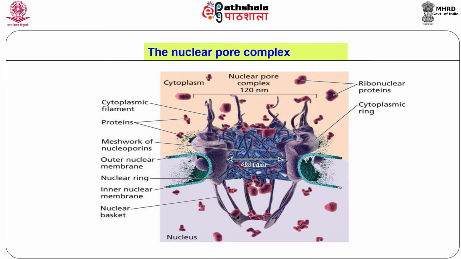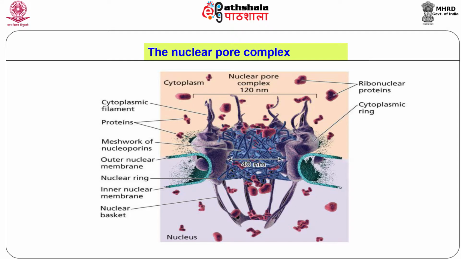It can be seen as violet structure in the figure. Octagonal rings of spoke proteins are situated near the inner and outer membranes of the nuclear envelope. The spoke proteins connect the cytoplasmic and nucleoplasmic ring. Various nucleoporin proteins assemble to form various structures like cytoplasmic ring, nuclear basket and cytoplasmic filaments.